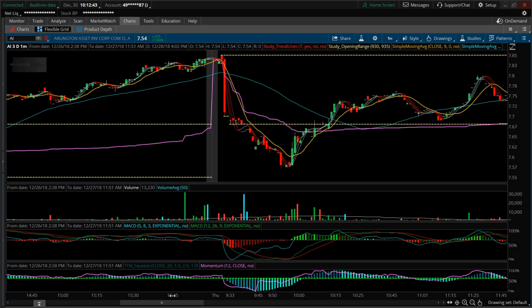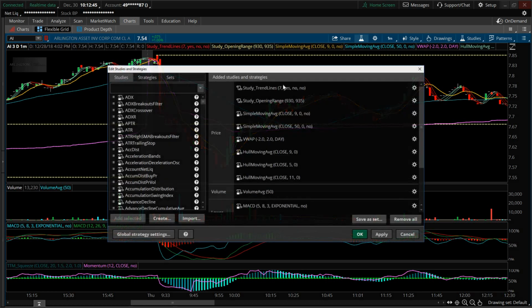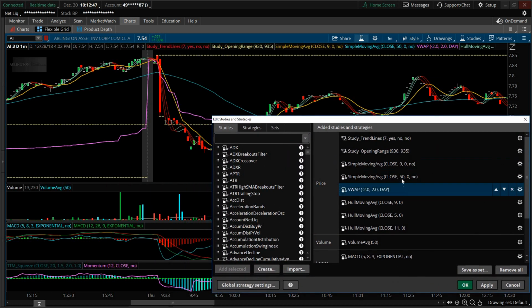But let's get back to the strategy. For here, I like using the 9 simple moving average. It's the yellow one, okay? And this is the one that stays really close to the candles. And then I also have my VWAP, which is the purple, okay? And the VWAP, if you're not familiar with it, is the volume weighted average price. So it measures the volume in weight.